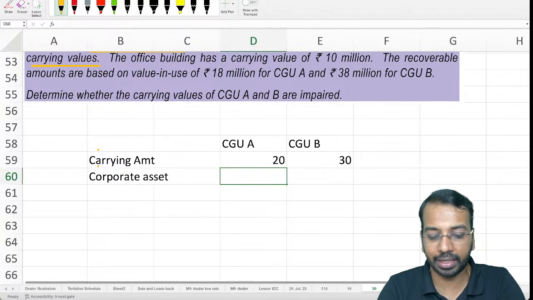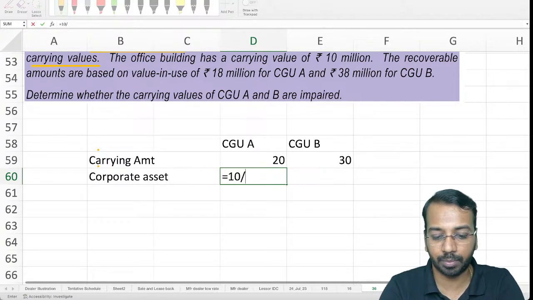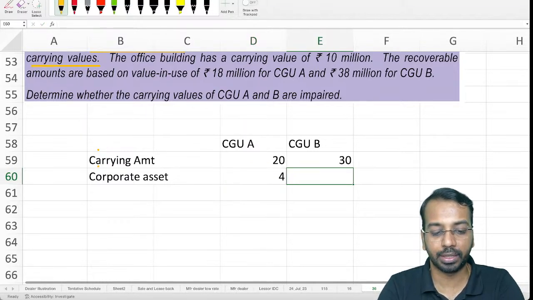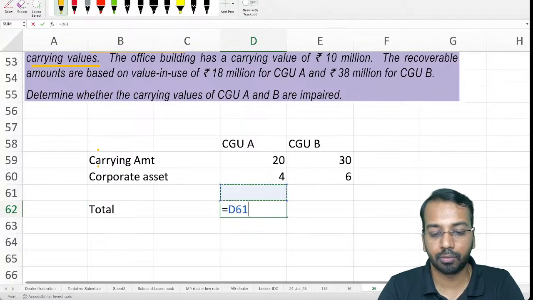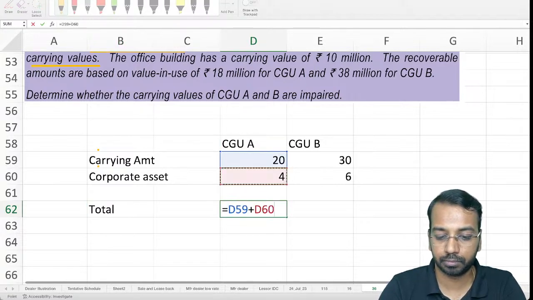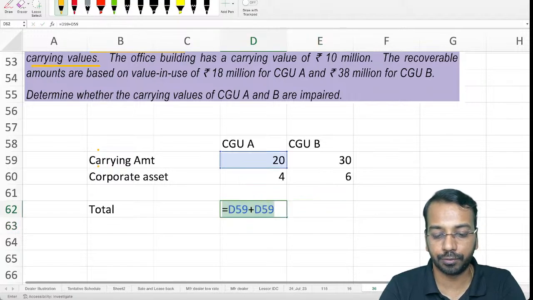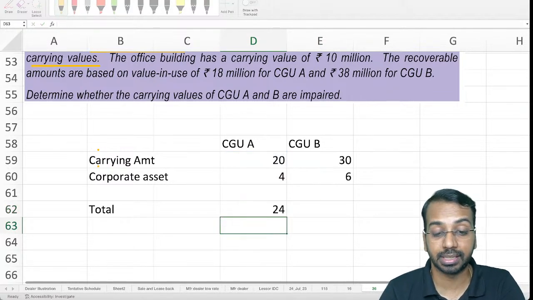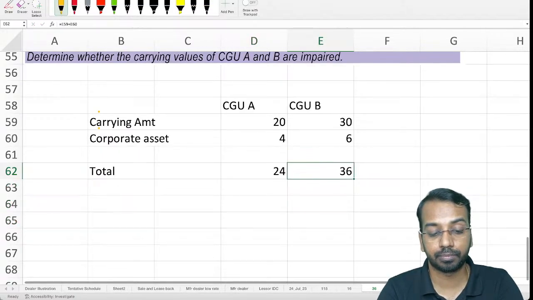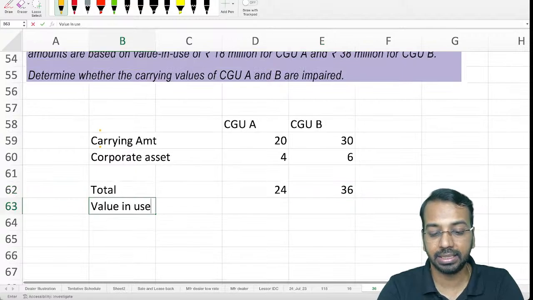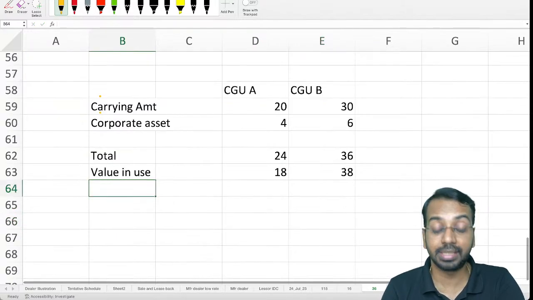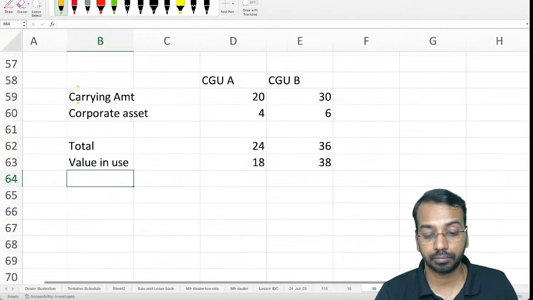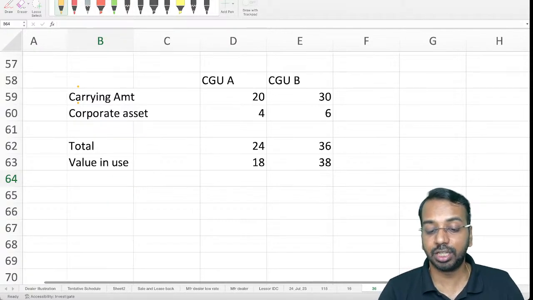So 10 million divided by 30 plus 20, which is 50, multiplied by 20, it is 4, and the remaining becomes 6. So my total becomes 20 plus 4, 24, and CGU B becomes 36. Now, the value in use is given to be 18 and 38. Now, tell me, is CGU A impaired? Is CGU A impaired?